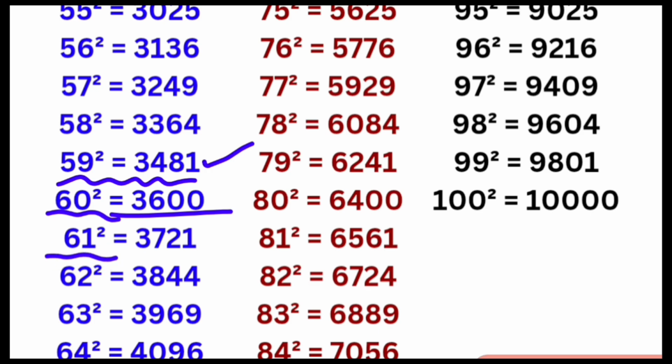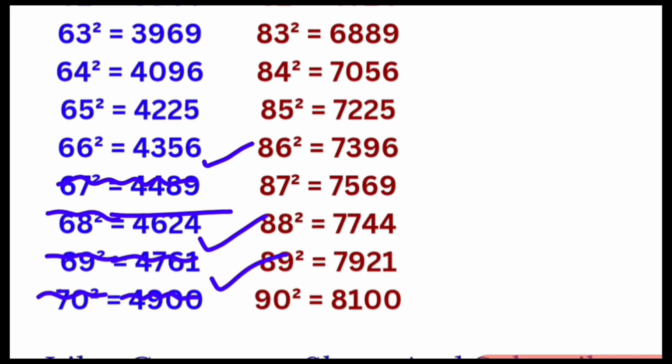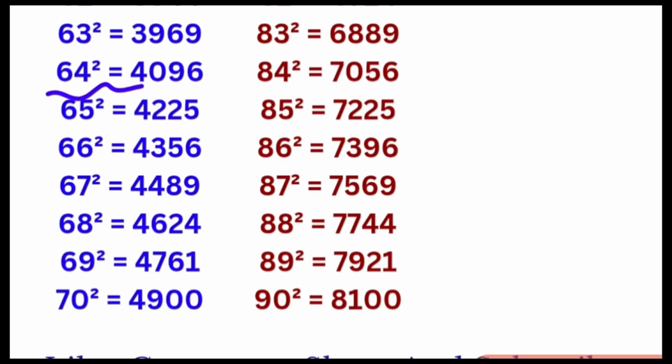Square of 61 is equal to 3721. Square of 62 is equal to 3844. Square of 63 is equal to 3969. Square of 64 is equal to 4096.